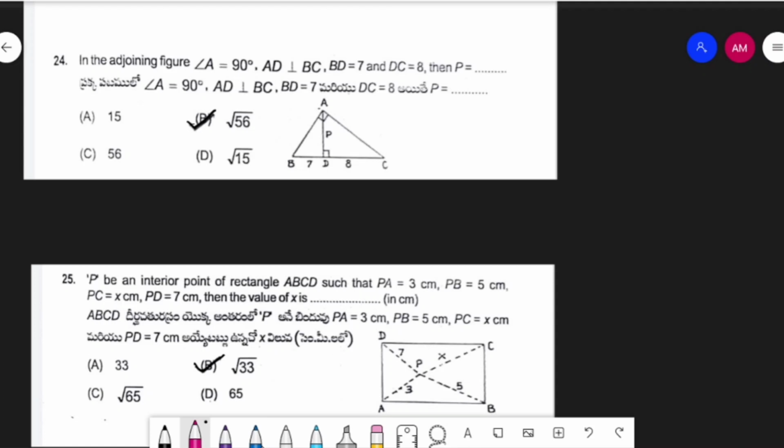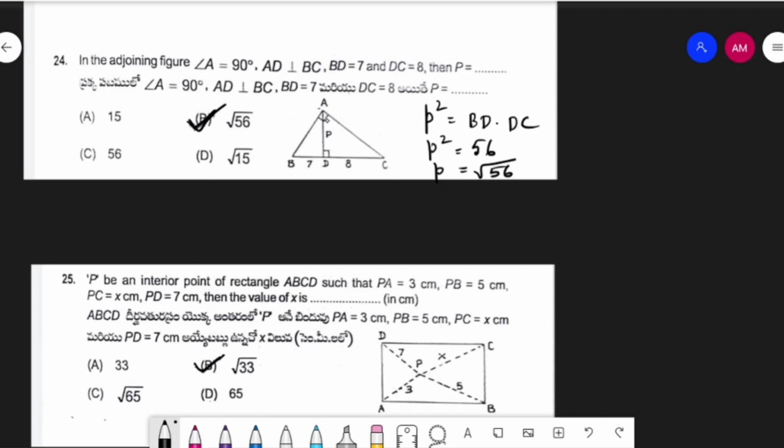In the adjacent figure, angle A is equal to 90 degrees. AD is perpendicular to BC. They gave BD is equal to 7, DC is equal to 8, then P is equal to. This is a very simple problem. We have P square is equal to BD into DC. So P square is equal to 7 8s are 56. So what will be P? It's nothing but square root of 56. What is the option? Option D.